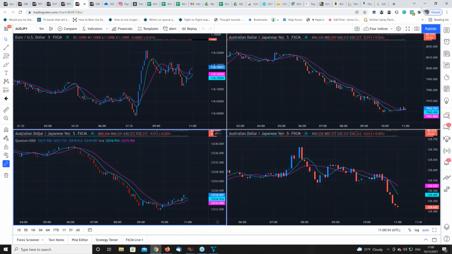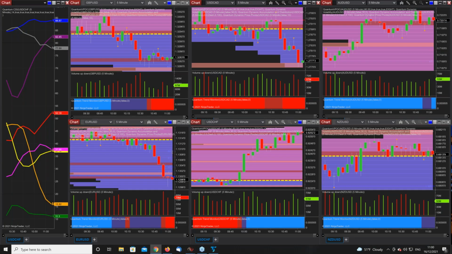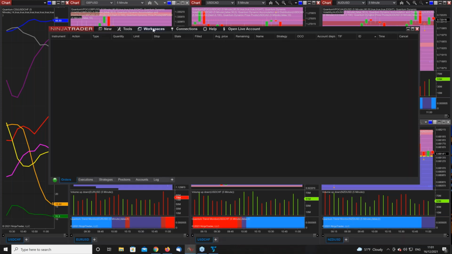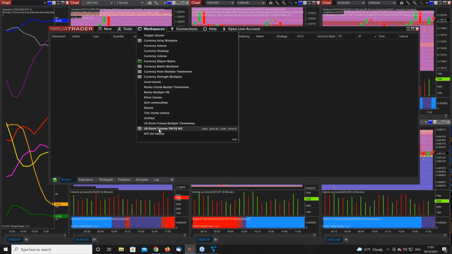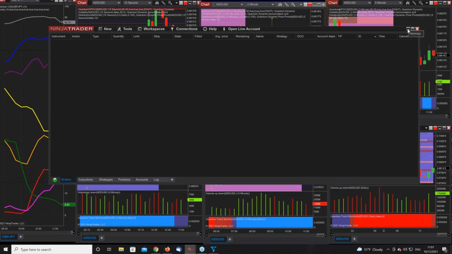Let's just move that back out of the way and go back on to, there we go. Let's see what's going on here. Let's just go over onto, let's go on to the multiple, where are we? Here we are, currency pairs, multiple time frames. Let's drop that out of the way. There we go.